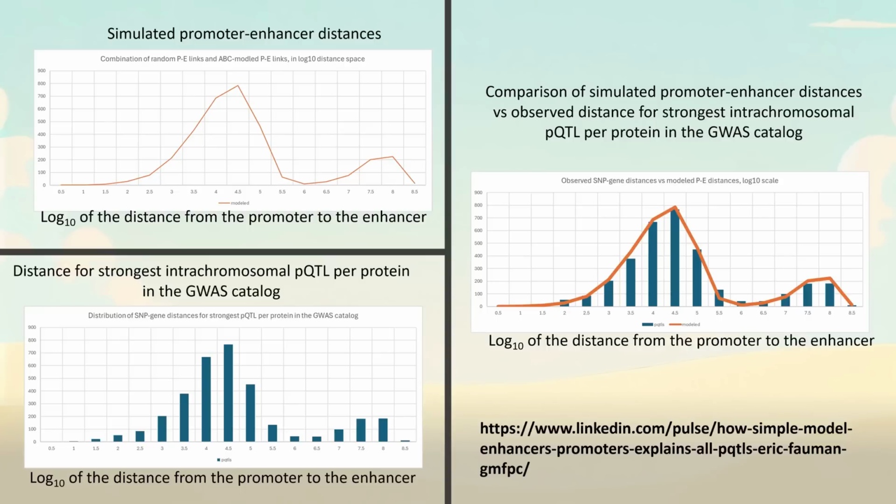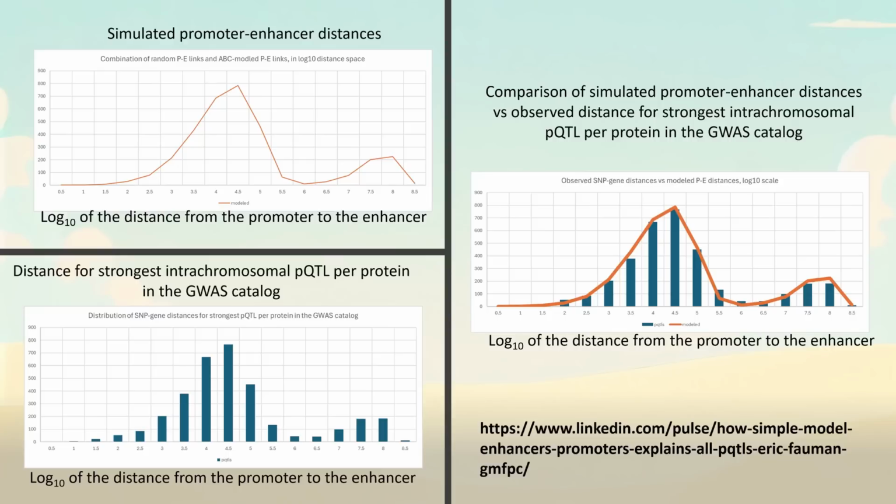For every unique protein, you pick the strongest pQTL for that protein that lives on the same chromosome as the gene for that protein. And you get this plot down here. This plot down here doesn't know anything about the ABC model or anything else. This is just straight from the GWAS catalog. And again, this is something that anybody can do.